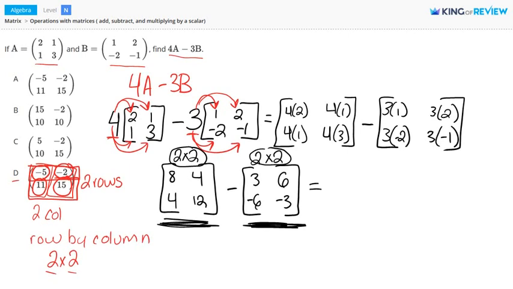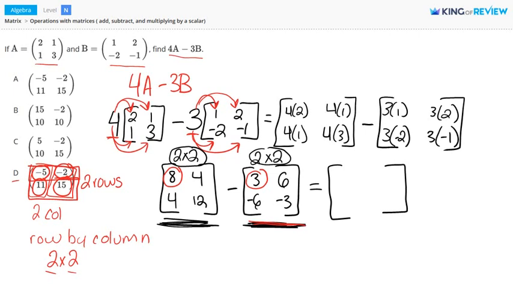Now when we subtract them, we want to make sure that we're subtracting corresponding entries. So what are corresponding entries? Well, they're entries that are in the same position. So the 8 here is in the upper left-hand corner, or row 1, column 1. So when we do the subtraction, we're subtracting its corresponding entry, which is the entry in this matrix here that's in the same position. So the upper left-hand corner, or row 1, column 1.